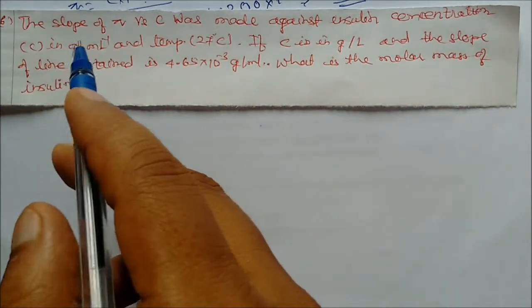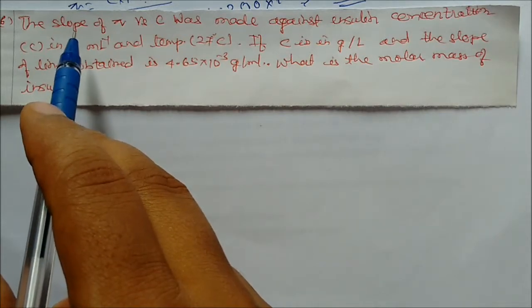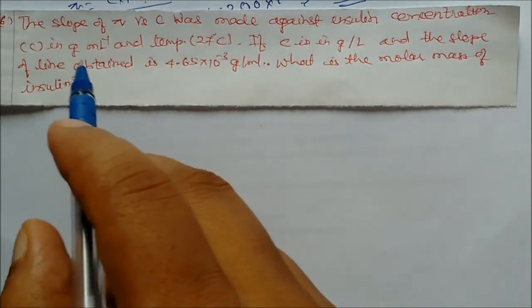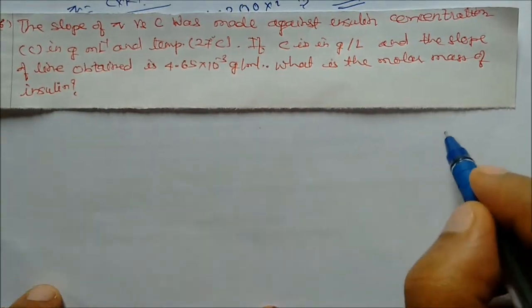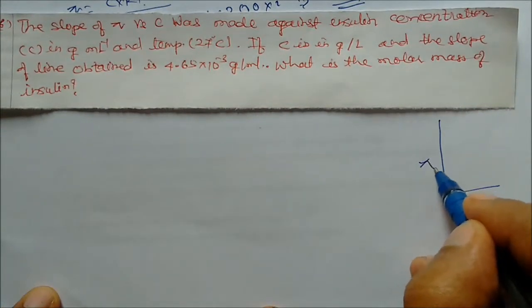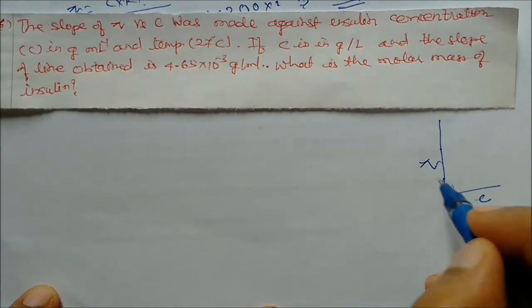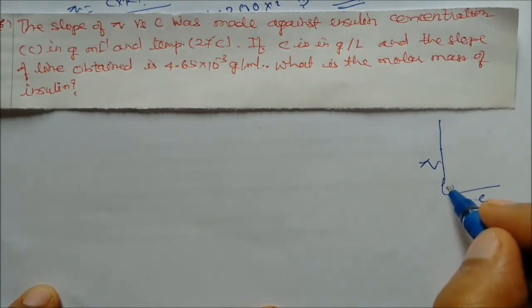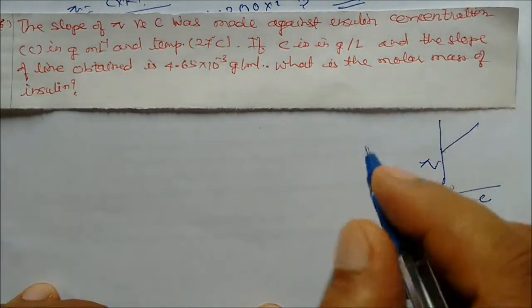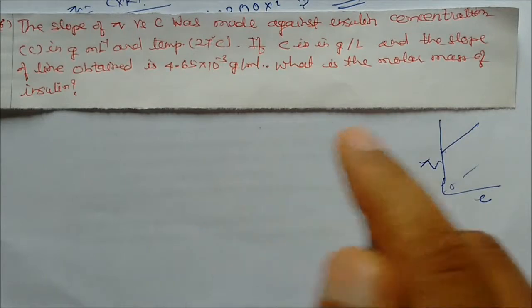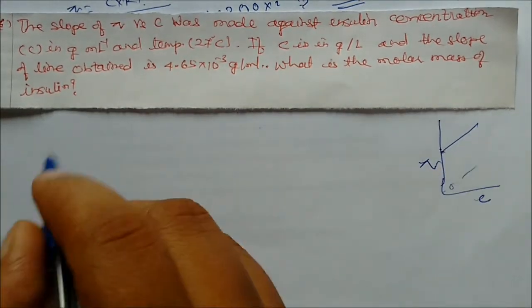So this is a question of some mathematics, some slope you have to find out, pi versus C. So pi is there, C is there, so we have to find out what is basically the slope. So some graph will be something like that. This is the pi, this is the C, and we have to find some slope. Maybe it starts from here, maybe it can start anywhere. So we have to find the slope. What is the slope of this graph?